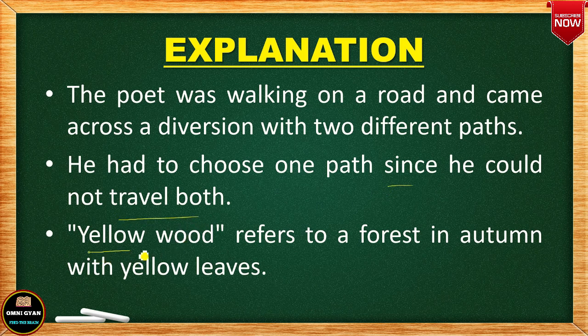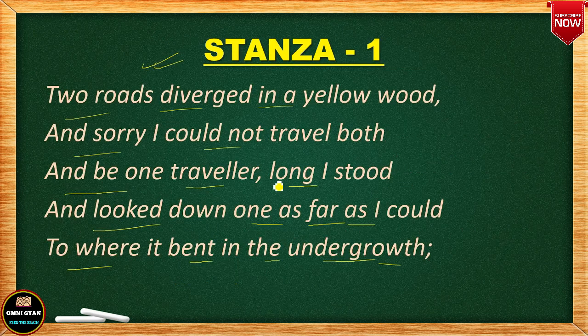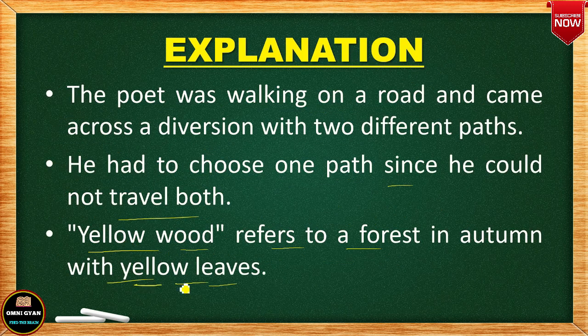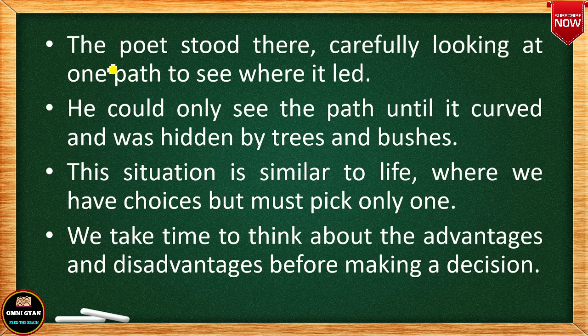Now here yellow wood refers to a forest in autumn with yellow leaves. So you can say that the season is autumn, and that is why the leaves have turned yellow. यहाँ पे आप देख सकते हैं, two roads diverged in a yellow wood. So yellow wood means forest, and yellow symbolizes the autumn season, and that is why the leaves have turned yellow. ठीक है, so let's move on.